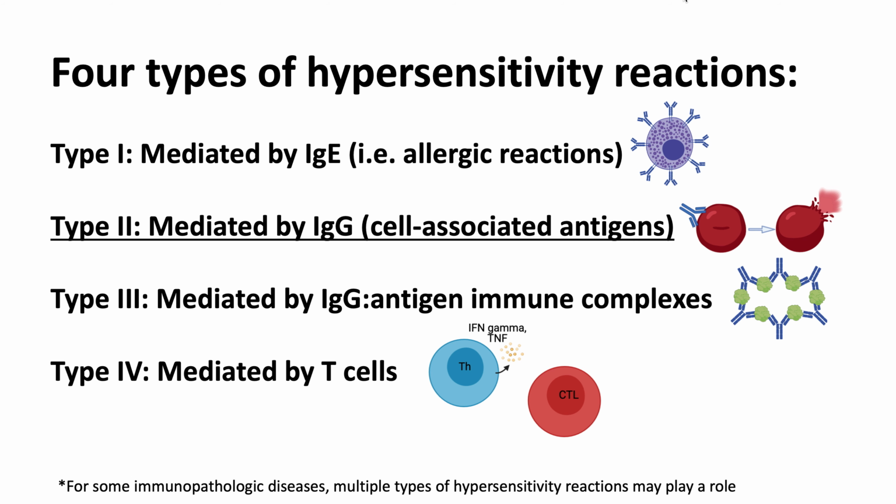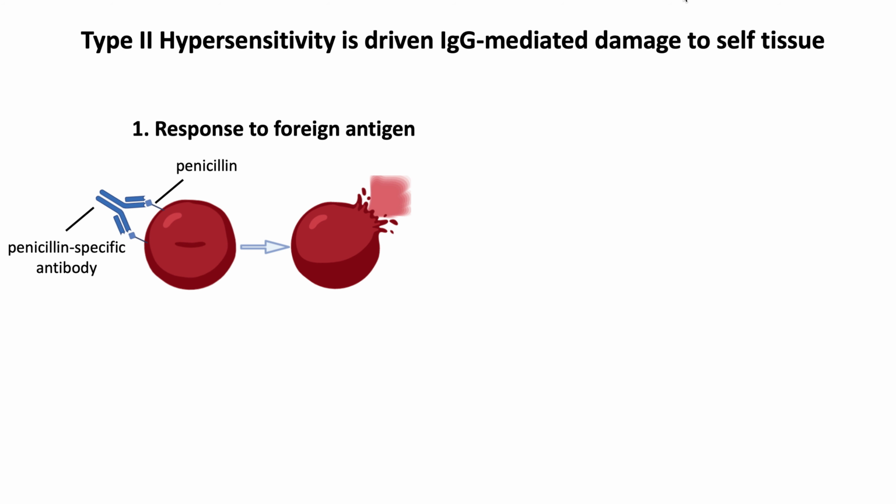In this module, we will discuss the immunological mechanisms underlying type II hypersensitivity. As a reminder, there are 4 types of hypersensitivity reactions: type 1, 2, 3, and 4. Type 2 is mediated primarily by IgG molecules. And type 2 hypersensitivity is, as I mentioned, IgG mediated. And this can be a response to a foreign antigen.